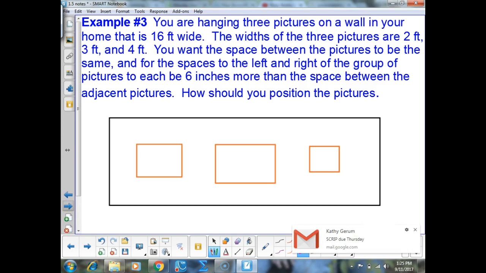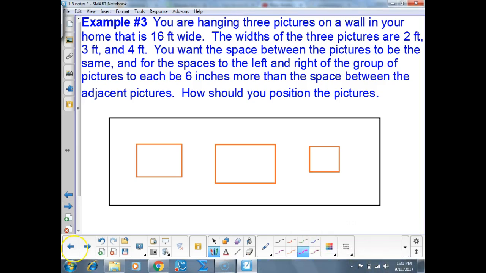I'm going to give you 7 minutes to struggle with this problem. All right. So, you are hanging 3 pictures on a wall in your home that is 16 feet wide. The widths of the 3 pictures are 2 feet, 3 feet, and 4 feet. You want the space between the pictures to be the same, and for the spaces to the left and right of the group of pictures to each be 6 inches more than in between the pictures. How should you position the pictures?